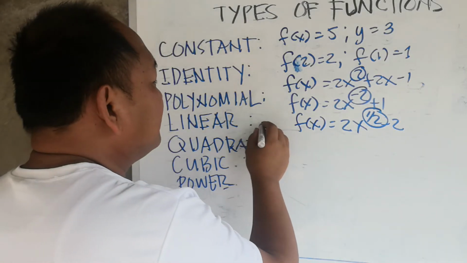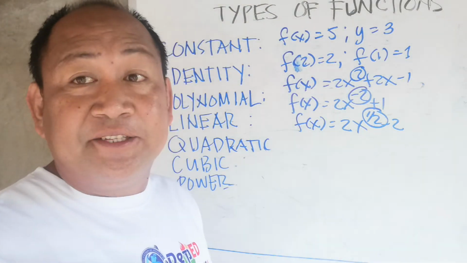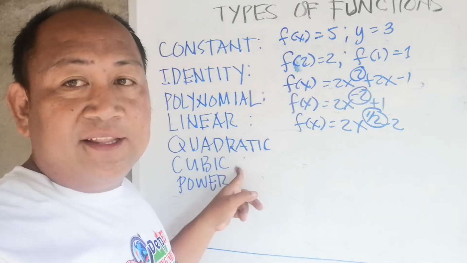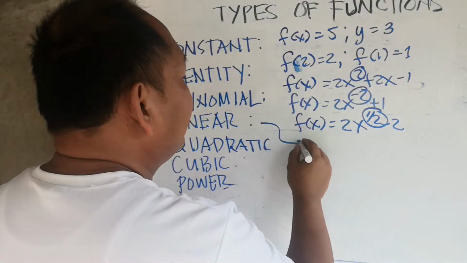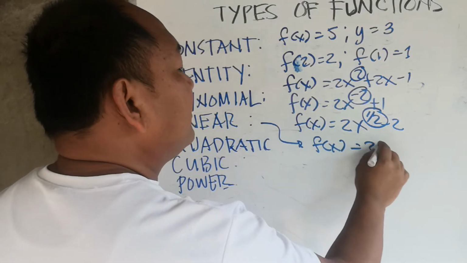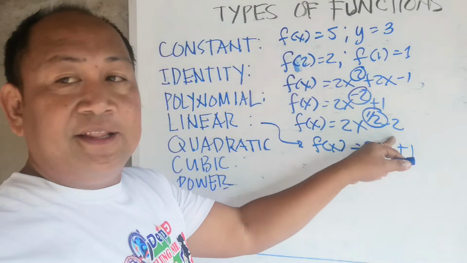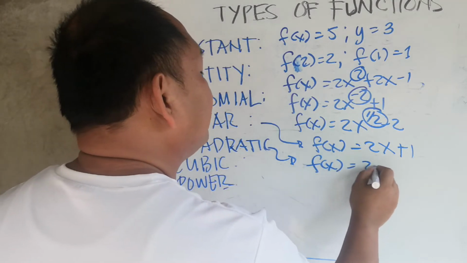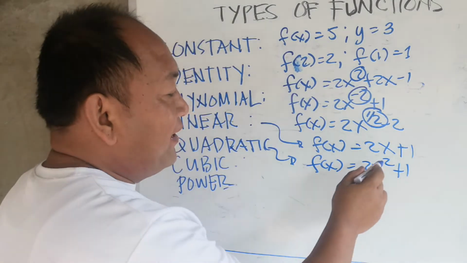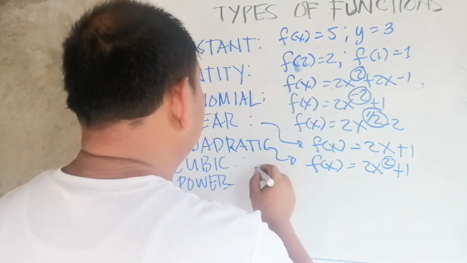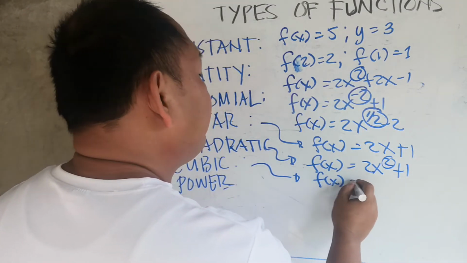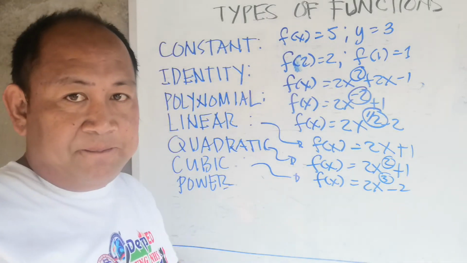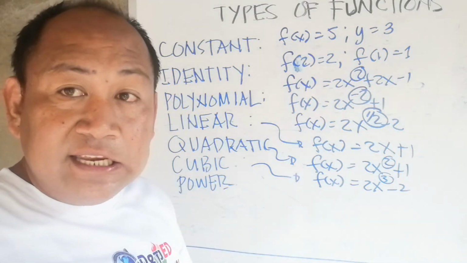Next is our linear function. For linear function, the highest exponent is 1. For quadratic, the highest exponent is 2. For cubic, the highest exponent is 3. Example: for linear, we have f of x equals 2x plus 1. The highest exponent is 1. For quadratic, we have f of x equals 2x squared plus 1. The highest exponent is 2. For cubic, we have f of x equals 2x cubed minus 2. The highest exponent is 3. Just look into the highest degree or highest exponent.